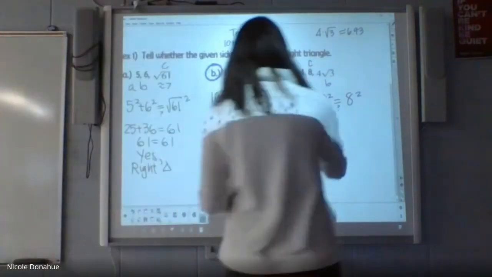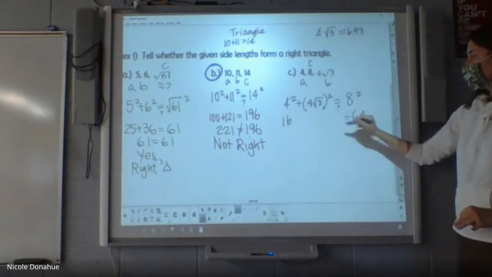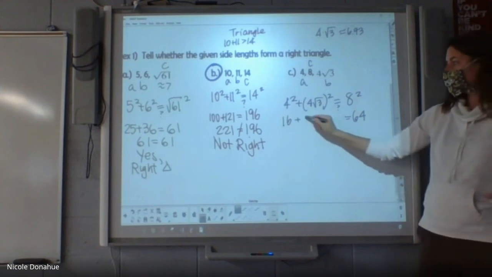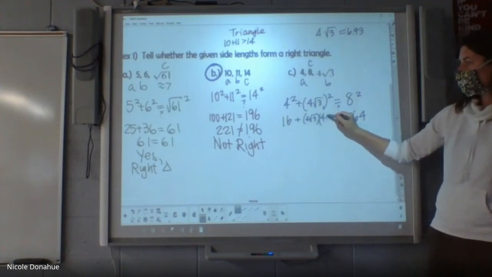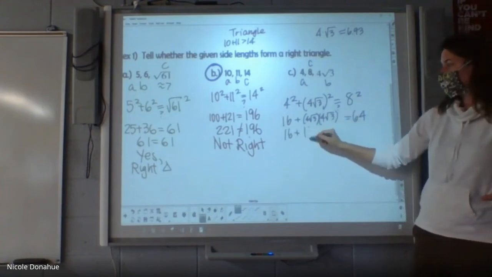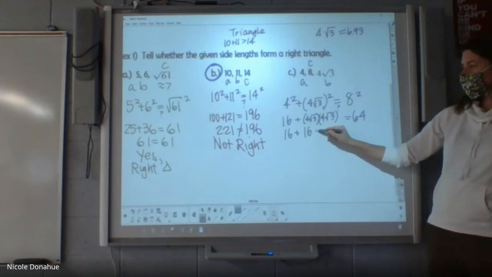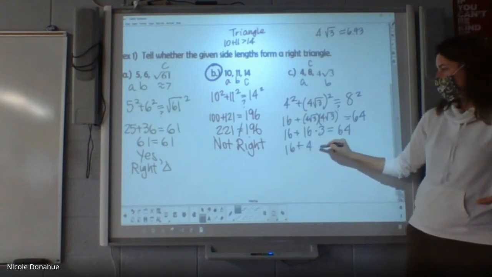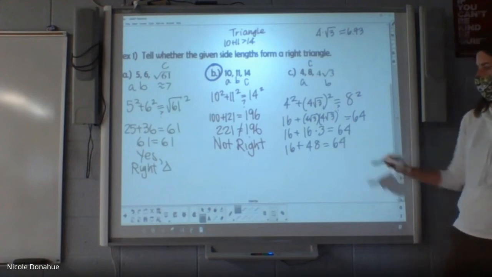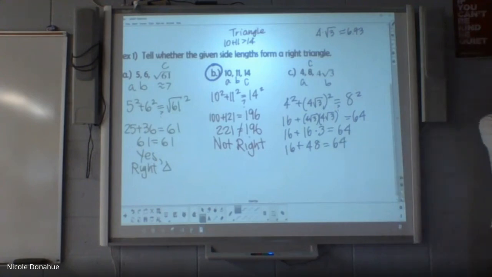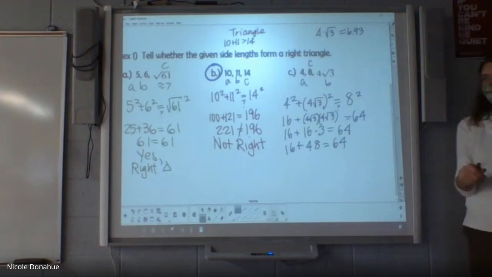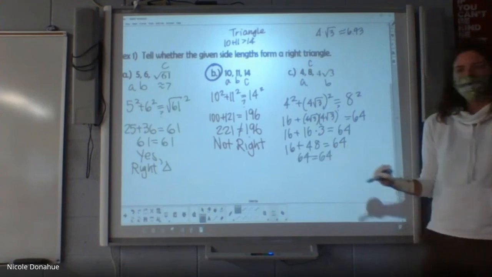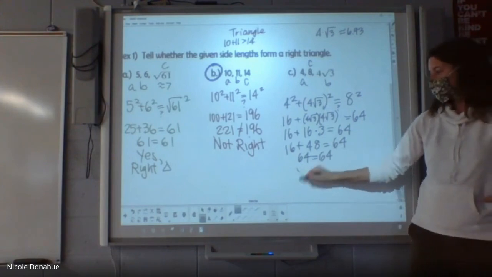4 squared and 8 squared are easy. But 4 square roots of 3 squared, I have to multiply it by itself. So I have to do 4 times 4, which is 16. Square root of 3 times the square root of 3 is the square root of 9, which is also just 3. And some of you are just putting it in your calculator, and that's fine. So you should get 48. So if you're not getting 4 square roots of 3 squared equals 48, you have to figure out what you're doing wrong with your calculator. A lot of this is just making sure your calculator is giving you the right answer. So we end up with 64. 64 equals 64. So yes, this one's right.